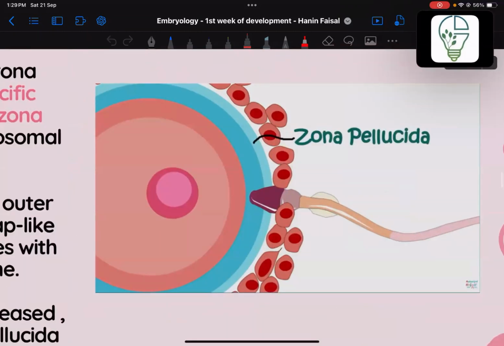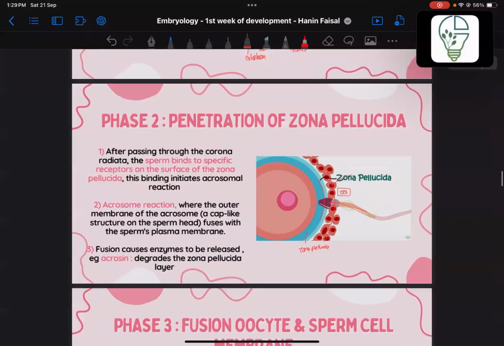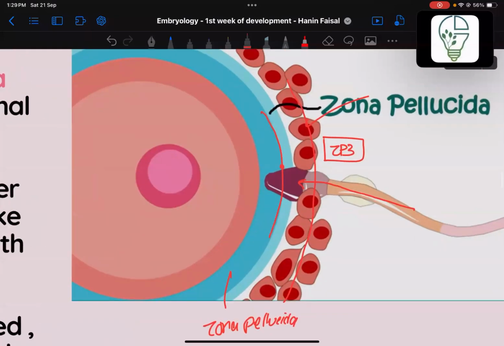So now we're done. We penetrated the corona radiata. Now we have to penetrate the second layer, which is the zona pellucida. How does this happen? The sperm will attach to a specific molecule or a specific receptor in this zona pellucida, which is called ZP3. You don't really have to know this ZP3. You'll take it, inshallah, later in Endo-Repro. Just know that it's going to bind to a specific receptor. When it binds to this specific receptor, it's going to initiate a process called the acrosomal reaction.